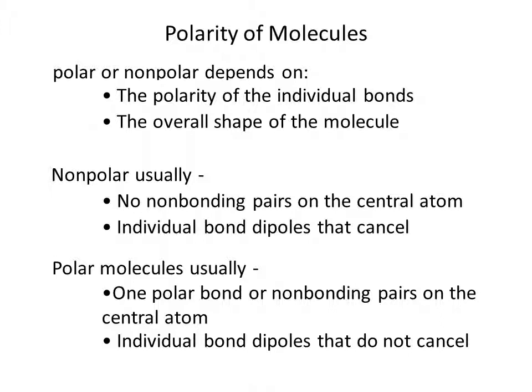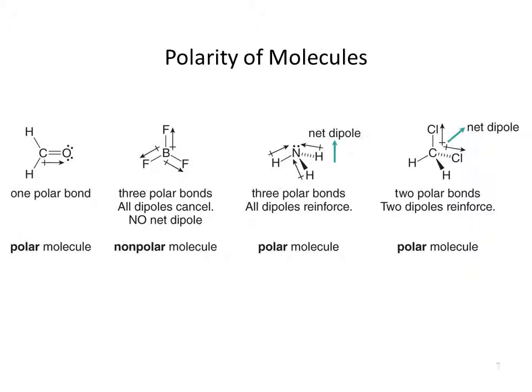If we look at polar molecules, what we usually find is that there is a non-bonding pair on the central atom. Or sometimes it will be one polar bond and the other nonpolar bonds. This gives individual bond dipoles that do not cancel. Let's look at some examples.